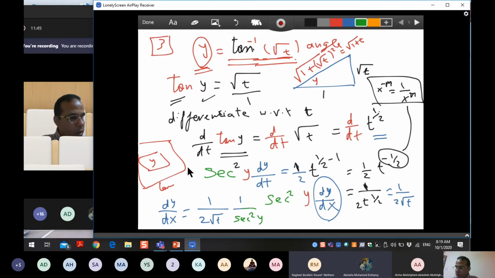Can I get sec squared y? Yes, I can get the sec. What is the sec? 1 over cosine, right? So I have 1 over 2 root t, and instead of sec, I take it up to be cosine squared y. What is the cosine y? 1 over root of 1 plus t, right? Yes.